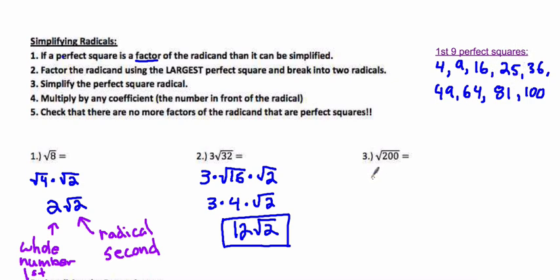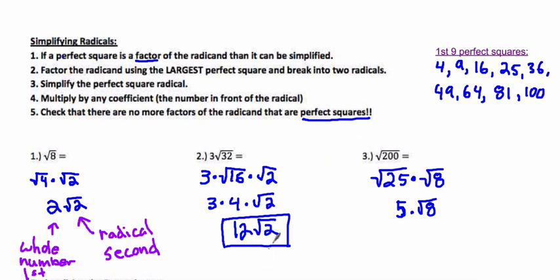So if I break this apart, I would have the square root of 25 times the square root of 8. So still the same steps so far. Simplify the perfect square. So this would be 5 root 8. Multiply by any coefficient. There's not one out there, or it's just 1. So 1 times 5 is still 5. And then our last step says check that there are no more factors of the radicand that are perfect squares.